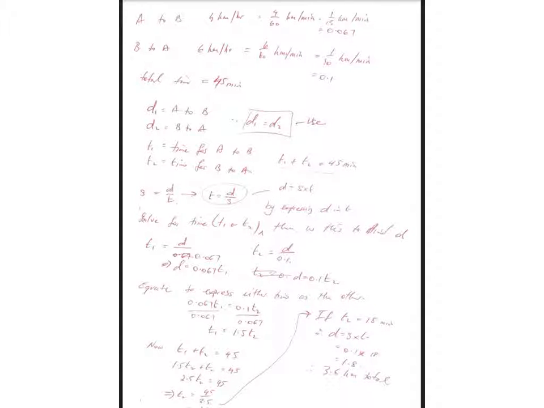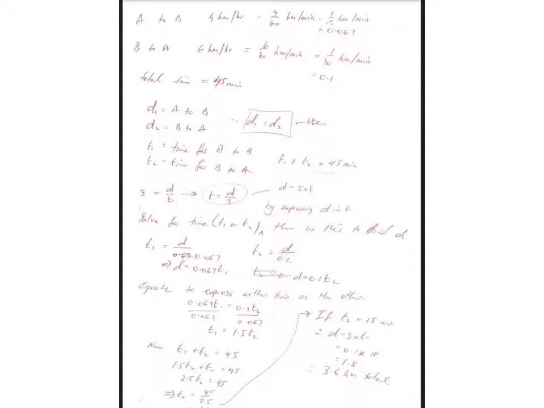Now, we want to write just T1 or T2, it doesn't matter. But in order to have just T1, we've got to divide both sides by the coefficient of T1. So we divide both sides by this. So we end up with T1, because the 0.067s cancel. We're left with T1 equals 1.5 T2.